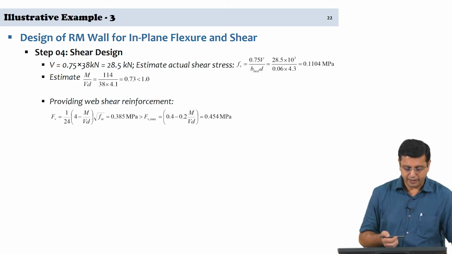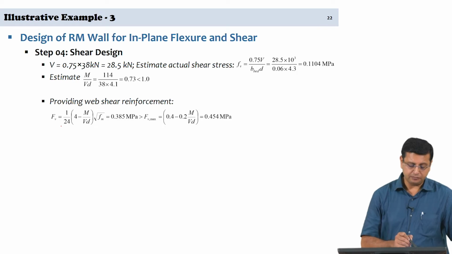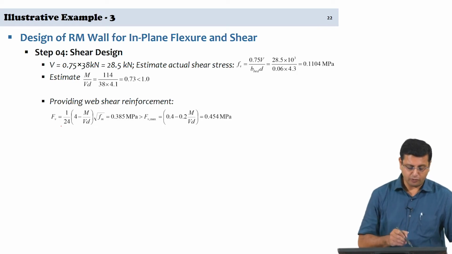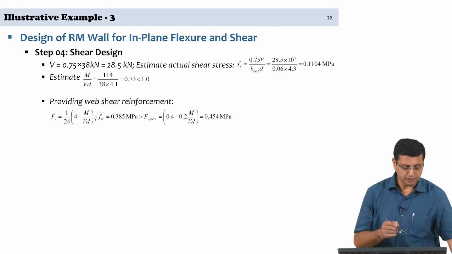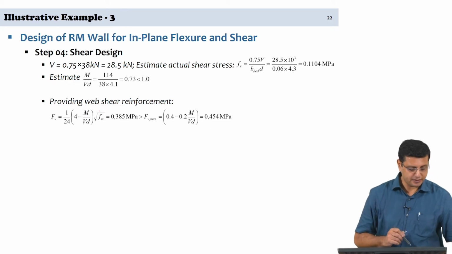So, in this particular case, if we are going to provide web shear reinforcement, the permissible shear stress is calculated as 1/24 of 4 minus M by Vd, the ratio that we estimated just now, multiplied by the square root of Fm, which is how the masonry compressive strength comes in as a parameter that influences the shear strength.